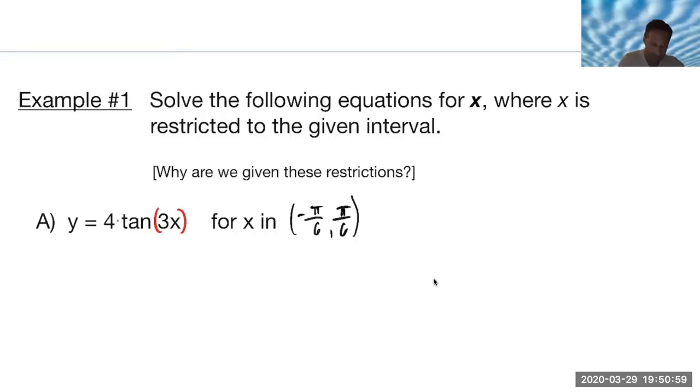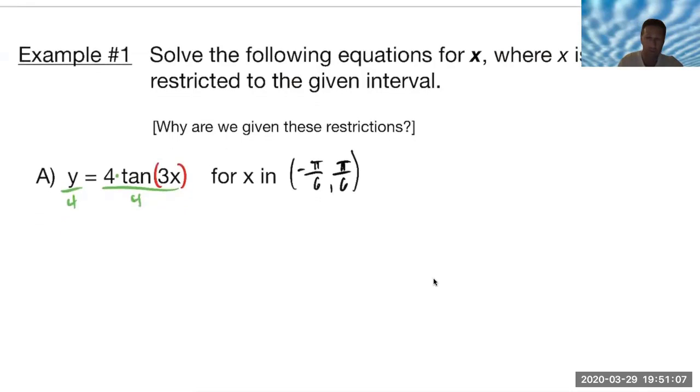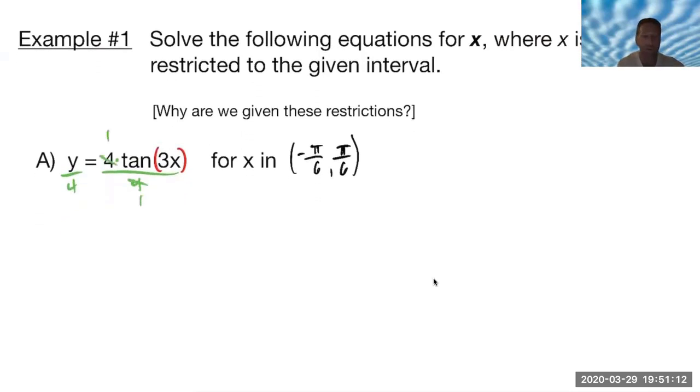I'm always going to try to isolate first my trig function. So in this case, I'll go ahead and divide both sides by 4 first so that I get my trig function all by itself. Because now I have y over 4 on one side, and that's now equal to tangent of an angle. Happens to be of 3x.